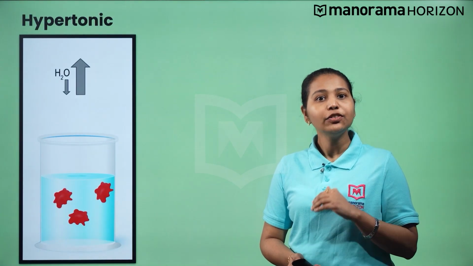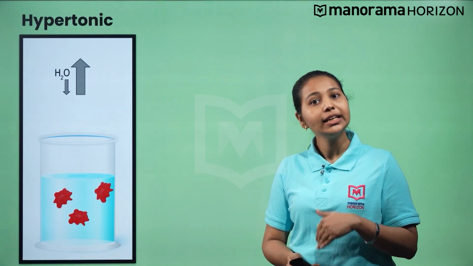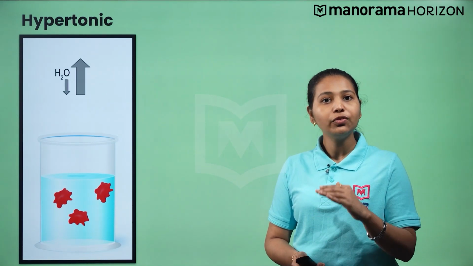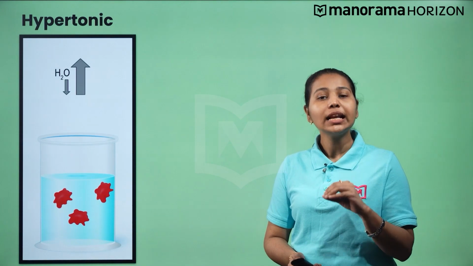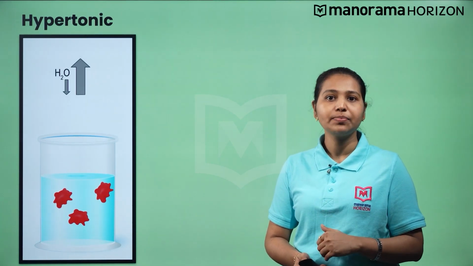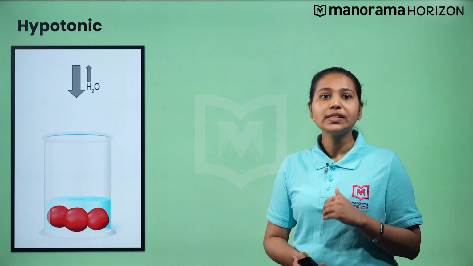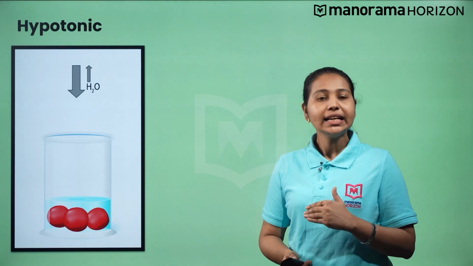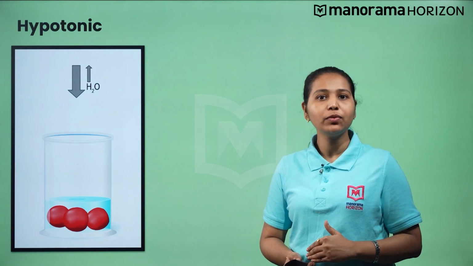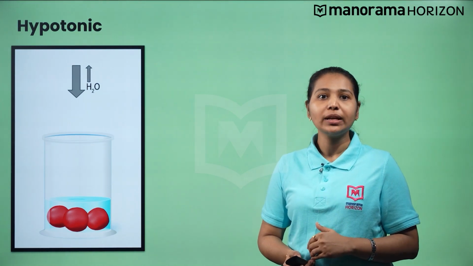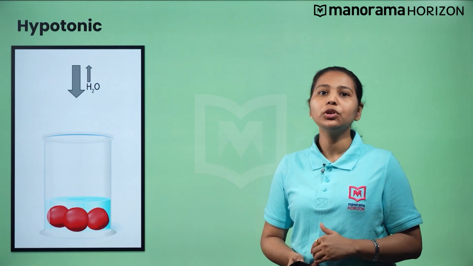On the other hand, if we place the cells in a solution containing more than 0.9% sodium chloride, the water will flow out of the cell and the cell will shrink. Such solutions are called hypertonic solutions. Yet another type of solution is called a hypotonic solution. If we place the cells in a solution containing less than 0.9% mass by volume sodium chloride, water will flow into the cells and they would swell. Such a solution is called a hypotonic solution.